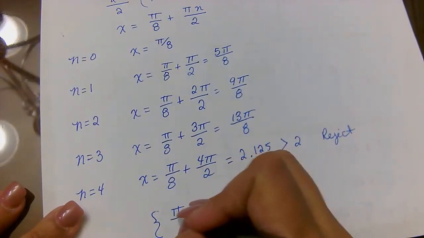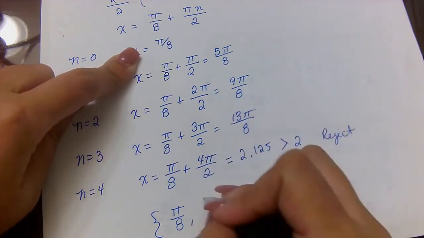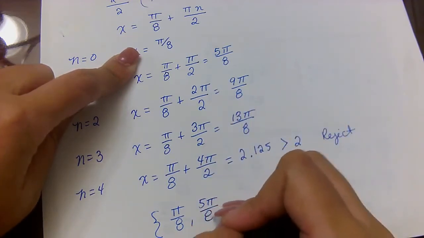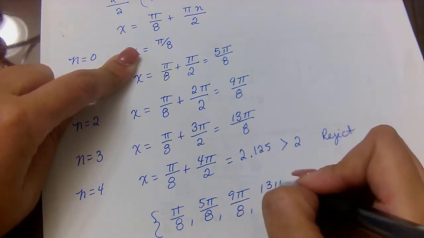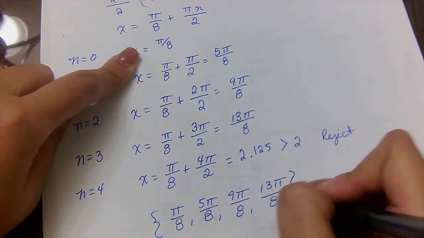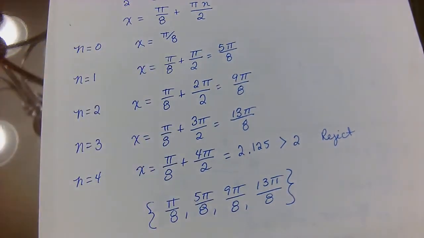Okay, so I'm going to write down all the solutions. We have pi over 8, that's solution 1. Then we have 5 pi over 8, 9 pi over 8, and 13 pi over 8. Okay, so we're going to have 4 solutions in this case.